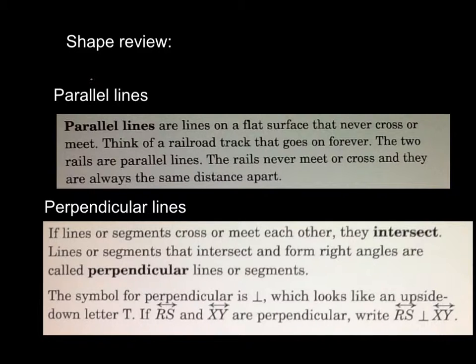We also looked at the two L's in parallel. Those are examples of two parallel line segments. That should help you remember the word parallel. Perpendicular lines then, if lines or segments cross or meet each other, they intersect. Lines or segments that intersect and form right angles are called perpendicular lines or segments.